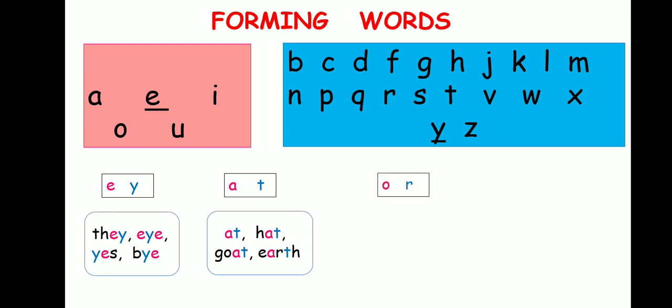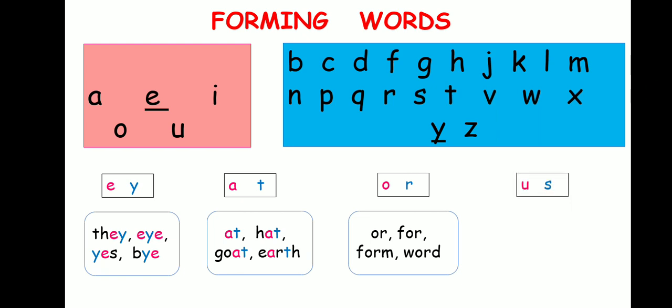Moving on to another pair of letters, one vowel and one consonant, that is O and R. The words I have formed are or, for, form, word. Now this time I have not colored the vowels and consonants because by now you should be knowing that the vowels and consonants are being used here. And one more practice, US. U is a vowel, S a consonant. The words I have formed are us, bus, must, use.